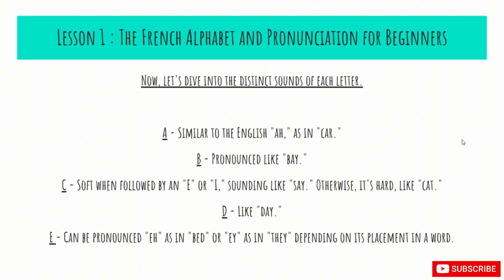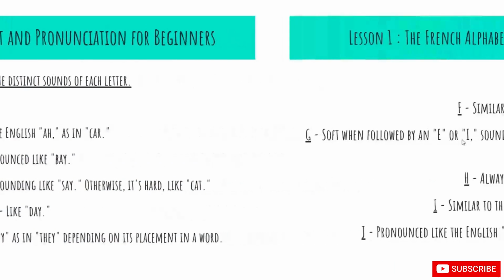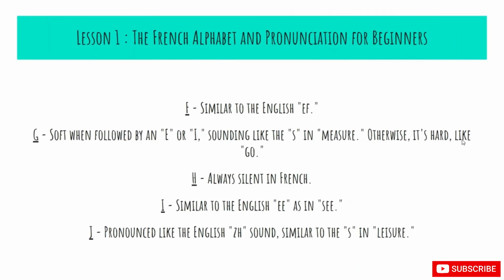And E can be pronounced A, as in bed, or A as in day, depending on its placement in the word. So A, B, C, D, E. F to J. F is similar to the English F, F, F. G, soft when followed by an E or I, sounding like the S in measure. Otherwise, it's hard like go. So F, G.